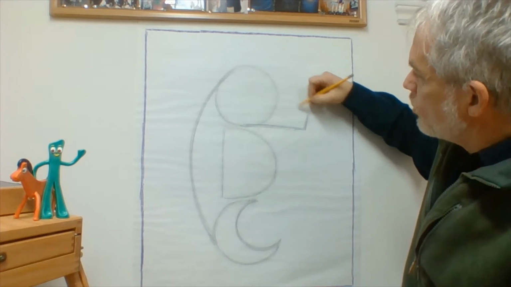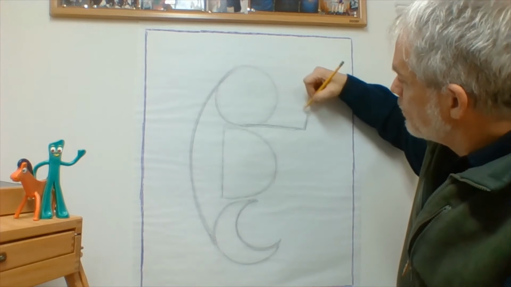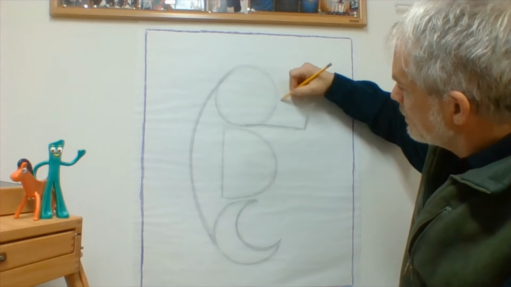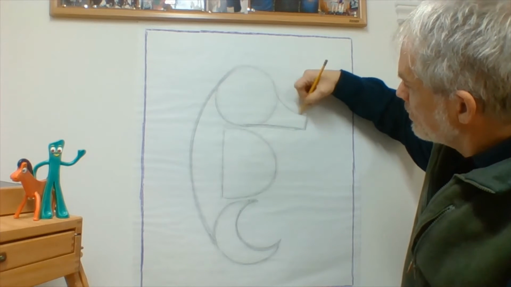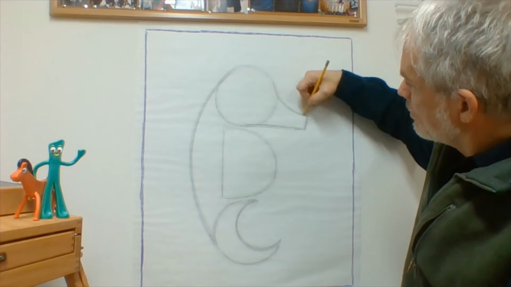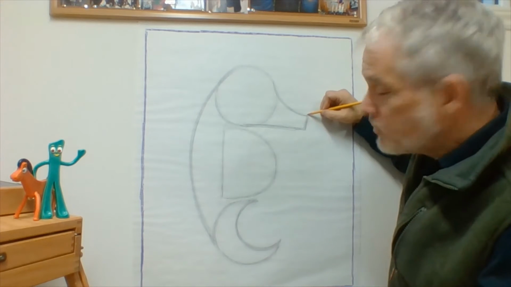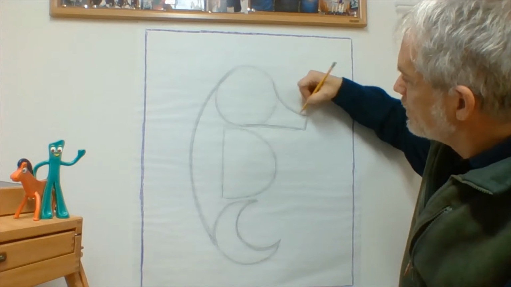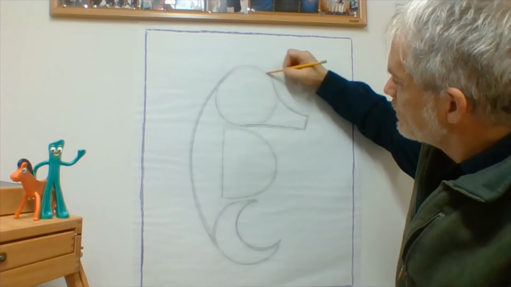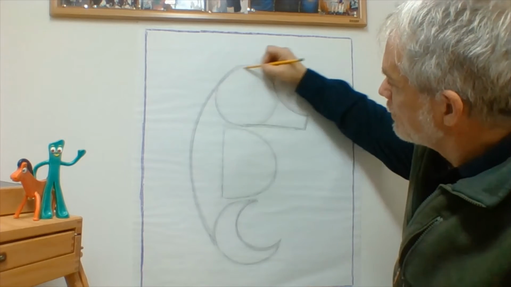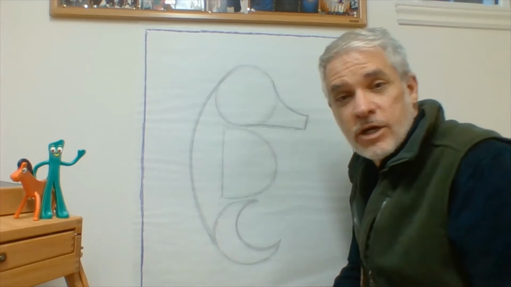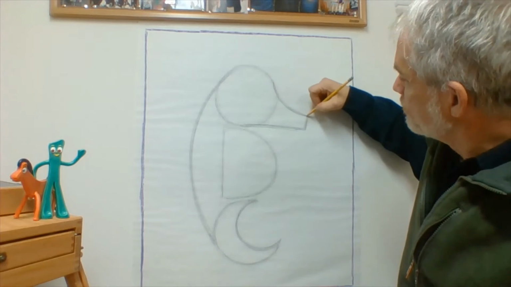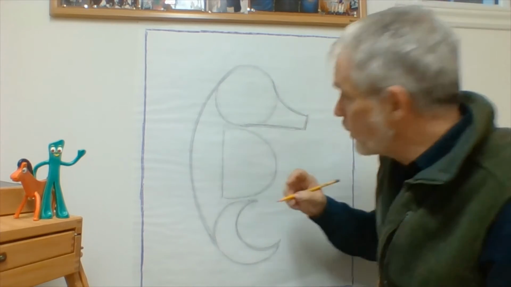Now from here, I'm going to go to the top of my circle. But I'm not going to go with a straight line. I'm going to make it curve like this. It's the top of that line that I just made. And it curves up until it meets the front of my circle. Can you tell what sea creature we're drawing yet? I bet some of you have figured it out. But if not, we'll keep going.